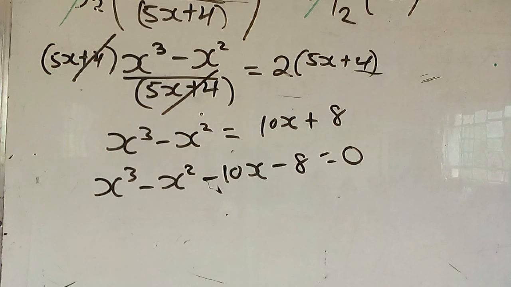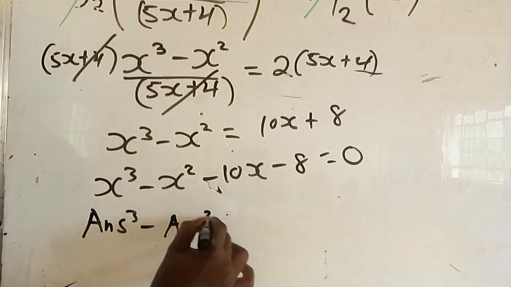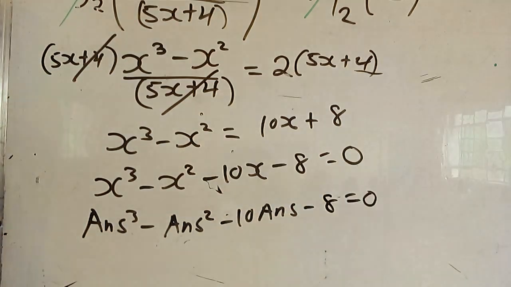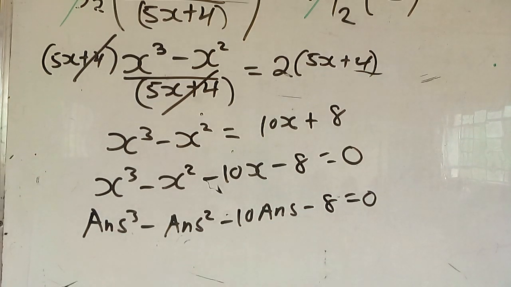So that cubic equation, you check, is the factor theorem working? If the factor theorem is not working, you go to the numerical method. So can you say, start with 1. 1 is equal to 1, then press in the calculator: answer cubed minus answer squared minus 10 answer minus 8 is equal to 0. If your answer is 1, what do you get? You get negative 18. Then you test again. When your answer is 2, it is equal to negative 24.